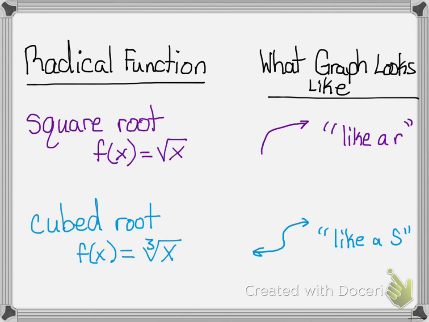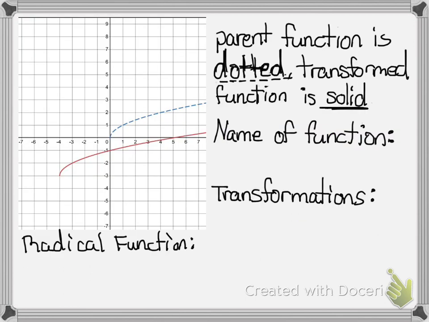The square root function will have like an R shape. Cube root function will have like an S shape. Let's look at this first example. All right, they're telling us that the parent function is dotted. The transformed function, the one that actually moved, is solid.